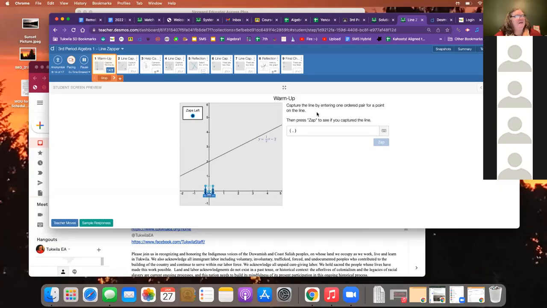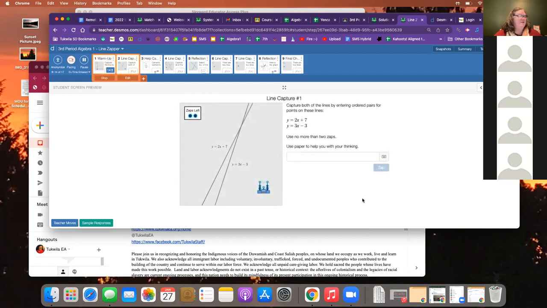So to capture this line, you're going to enter one ordered pair for a point on the line. When I did this, I went for the simplest one, which is the y-intercept. So I put in 0, 2. There are other points on this line. You might have put in 3, 3.5 maybe. And then if you click zap, it'll capture the line. This activity is called line zapper.